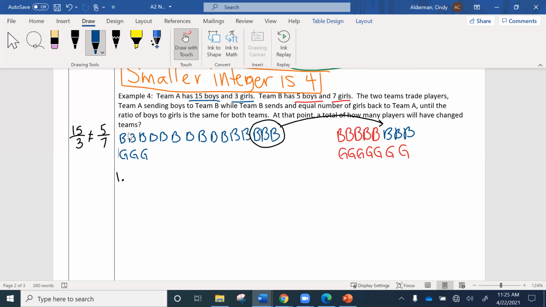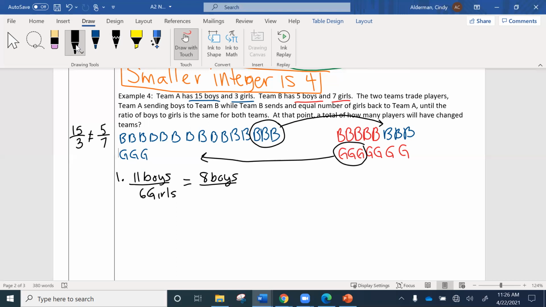And at the same time, let's say I move some of the girls from that team to this team. So if that happens, then on the blue team here, instead of 15 boys, I would have 11 boys. And instead of 3 girls, I would end up having 6 girls. Then on the red team, since I have more boys now, I would have 5 plus 3 or 8 boys now.